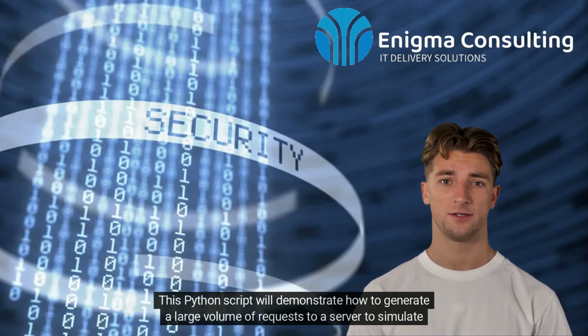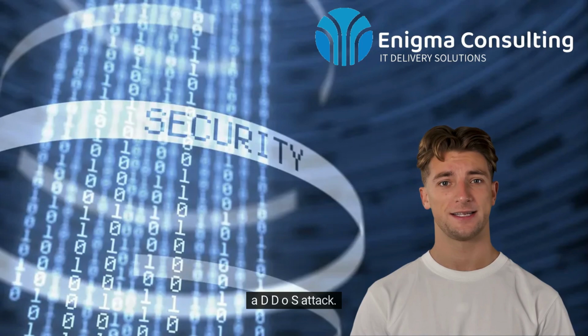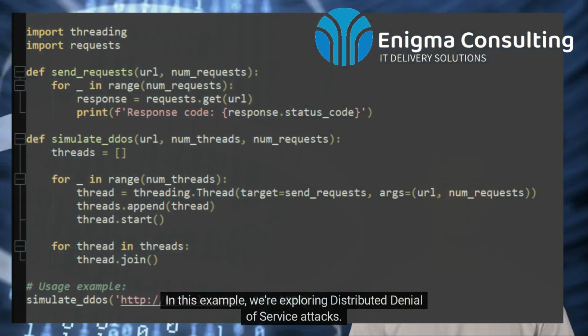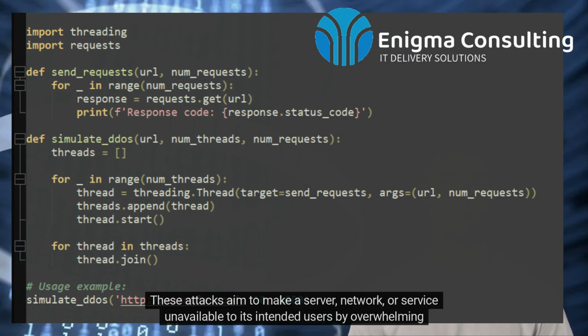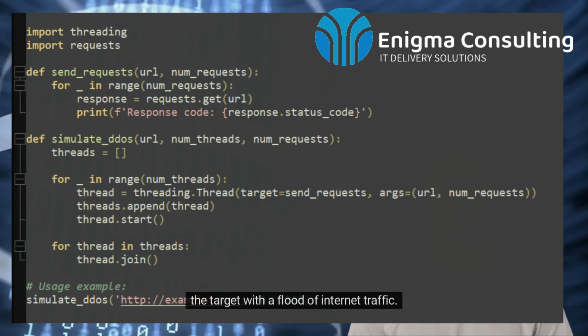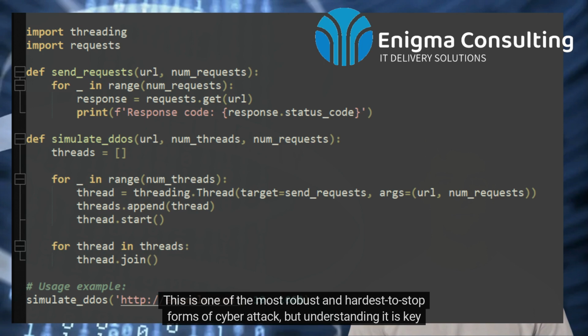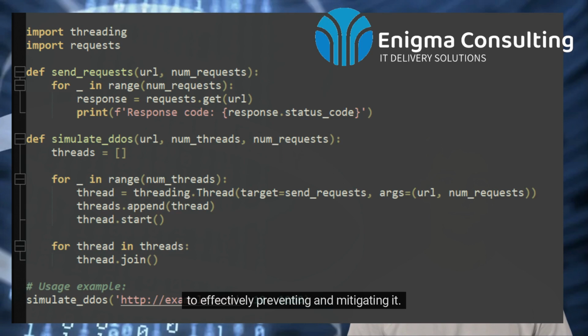This Python script will demonstrate how to generate a large volume of requests to a server to simulate a DDoS attack. In this example, we're exploring distributed denial of service attacks. These attacks aim to make a server, network, or service unavailable to its intended users by overwhelming the target with a flood of internet traffic. This is one of the most robust and hardest to stop forms of cyber attack, but understanding it is key to effectively preventing and mitigating it.